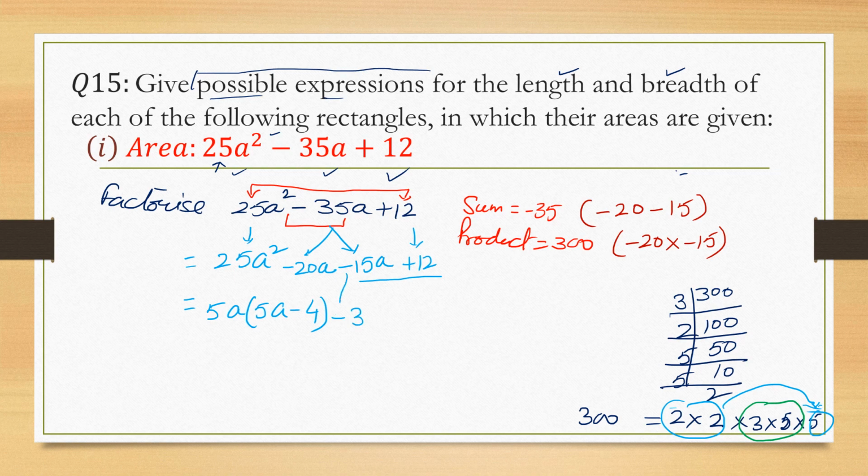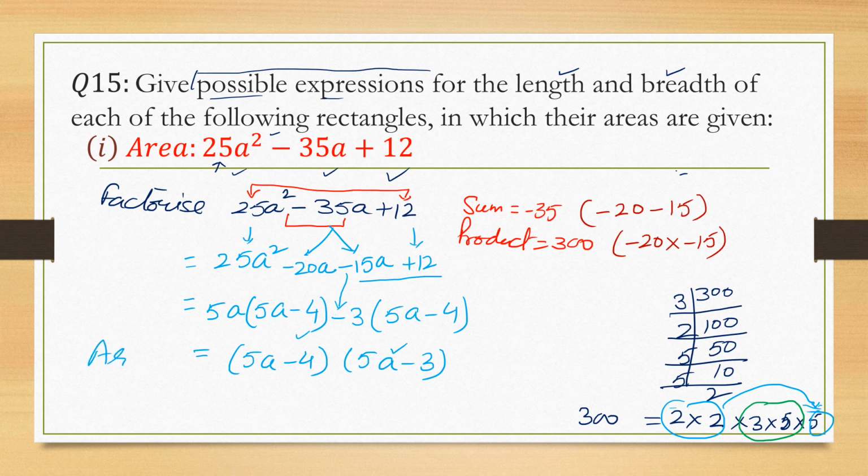Remember I have told you in most of the cases we write this sign as it is. So here we got 5a minus 4 after taking minus 3 common. These two brackets should always be the same, and they are the same here. So 5a minus 4 and 5a minus 3 are the factors for the given expression.